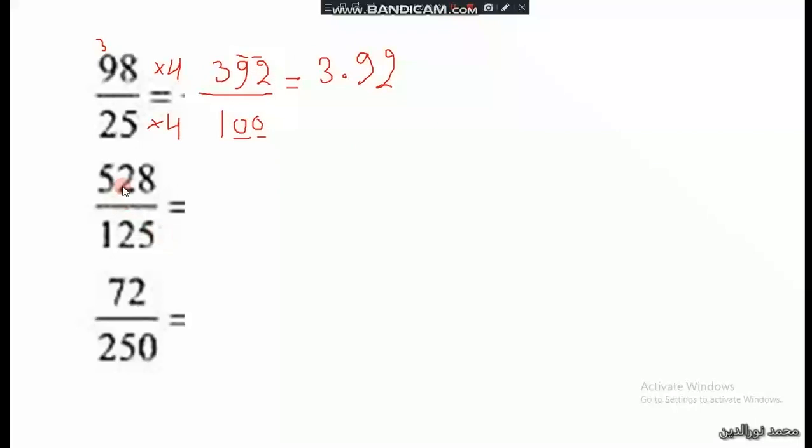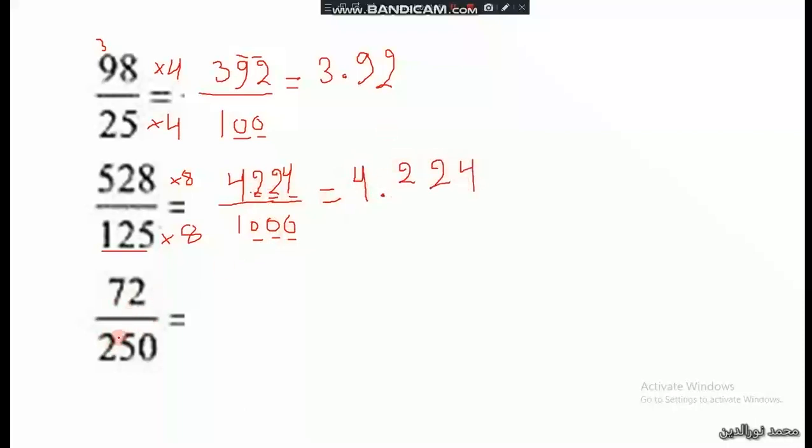And then we have this fraction, 528/125. This number is multiplied by 8 to have 1000, so we do the same for the numerator. So over 1000. And then we have 528 multiplied by 8 is 4,224. And as a decimal number, we have 3 zeros, that means 3 decimal digits, and it's 4.224.